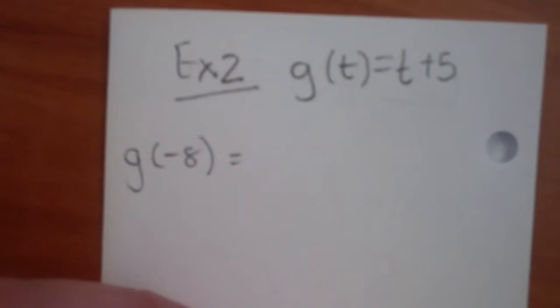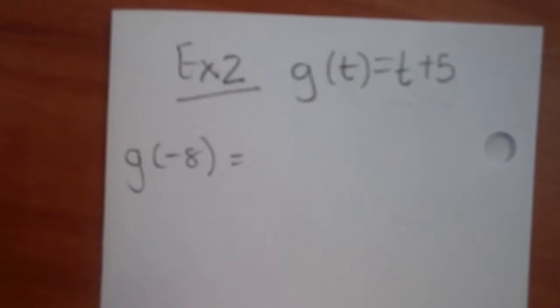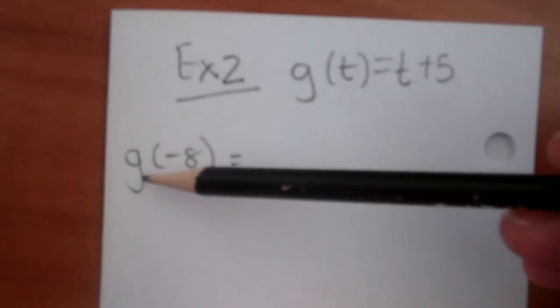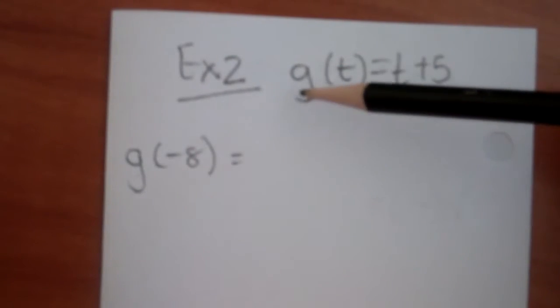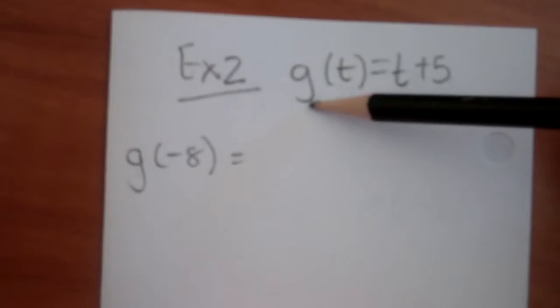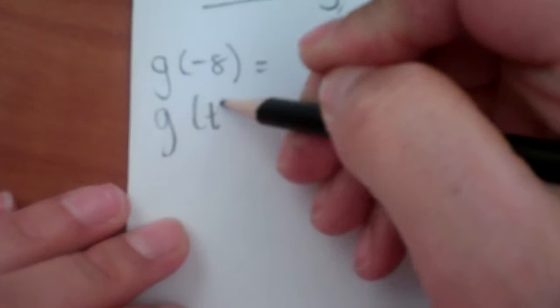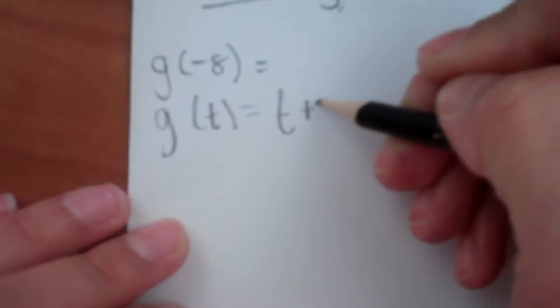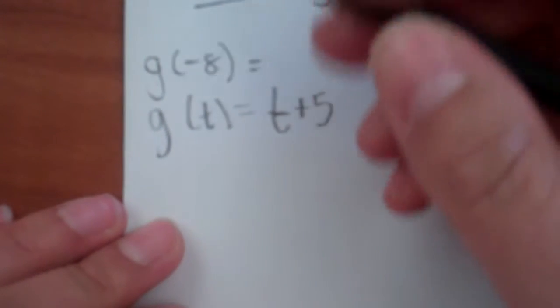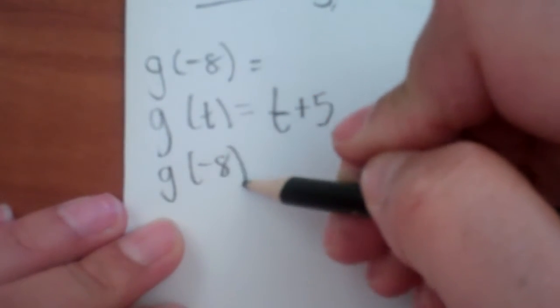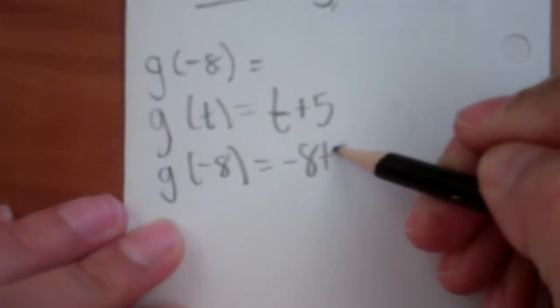Now on to example 2. In example 2, they give us a different function, a g function. This one says g of t equals t plus 5. The first one they want us to find is g of negative 8. So notice g. I know I'm using this function because that is its name. So I'm going to write the function underneath: g of t equals t plus 5. And where I see a t, I need to input negative 8. So g of negative 8 equals negative 8 plus 5.